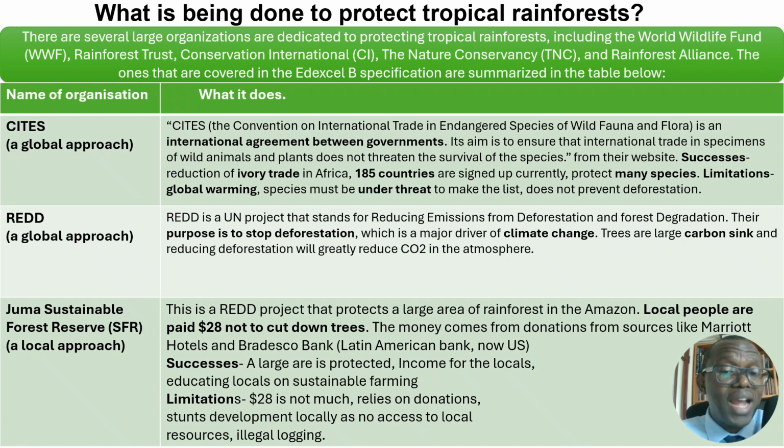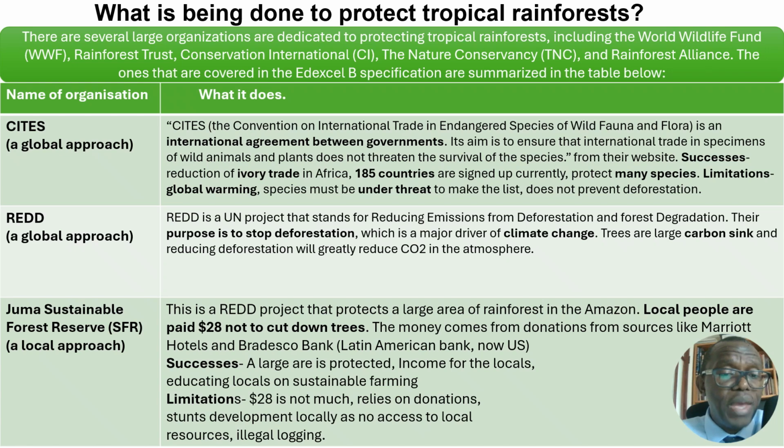Then another success is that 185 countries are currently signed up to CITES, which is a really good thing because more countries working together means that they can protect more endangered species. Then another success is that they have managed to protect very many species.